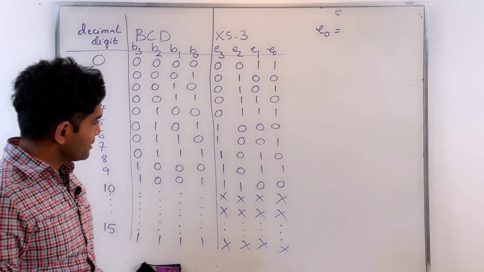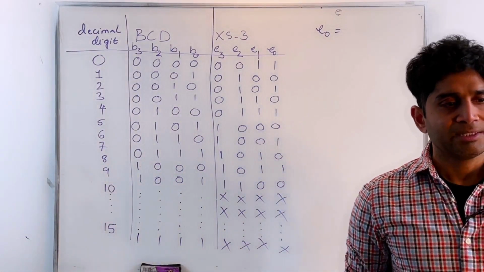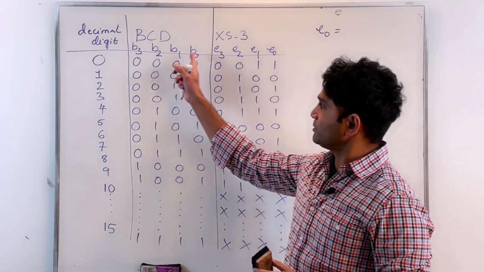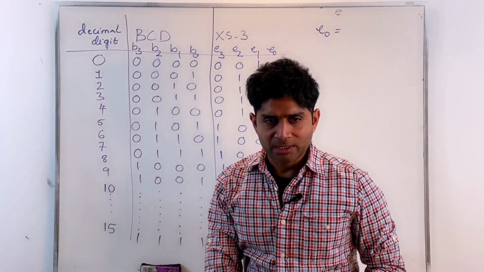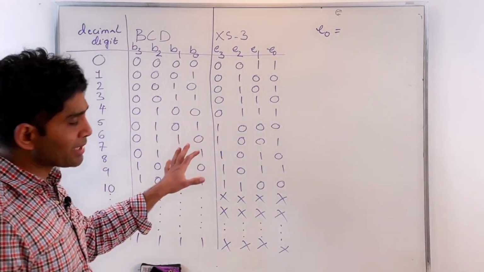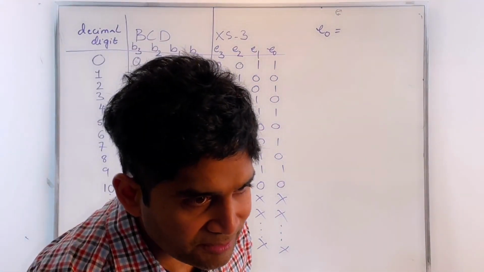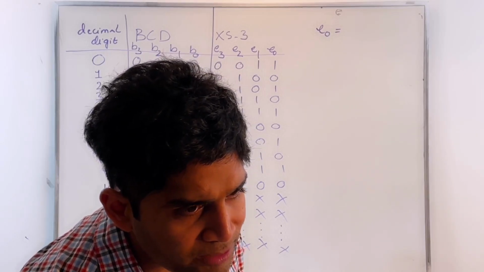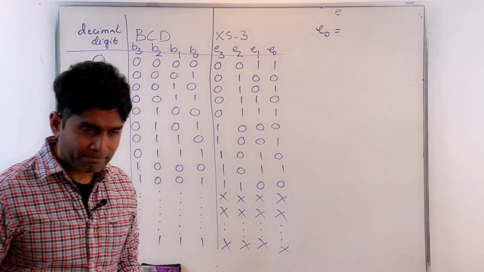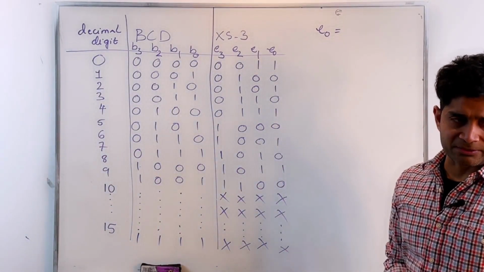What can you say about E0? Of course, you can always draw a truth table for that, which relates E0 to these inputs, and you can get an output. But in this case, the relationship is quite obvious. Just by looking at the truth table, I can directly write what my E0 should be as a function of B0, B1, B2, and B3. What do you think that should be? Any ideas there?